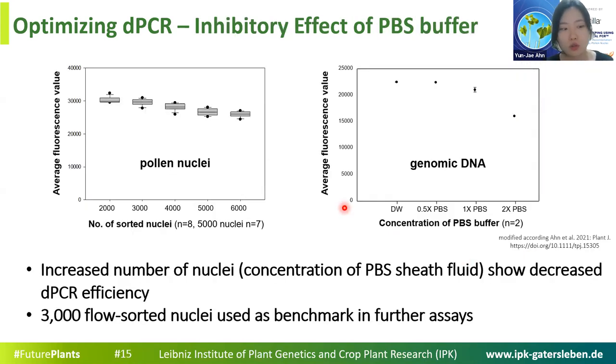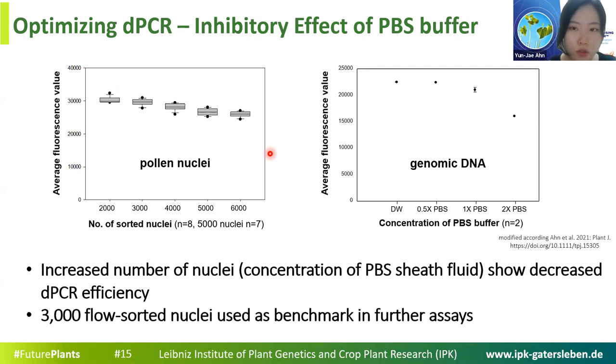As we were sorting these different numbers of nuclei from 2000 to 6000, we observed that as we flow sort a higher number of pollen nuclei, the average fluorescence value was decreasing, as you can see in this graph. The problem with this decreasing fluorescence value is that the clusters are getting closer to the negative clusters, and at some point they are all gathering together, and it becomes very difficult to define what is what.